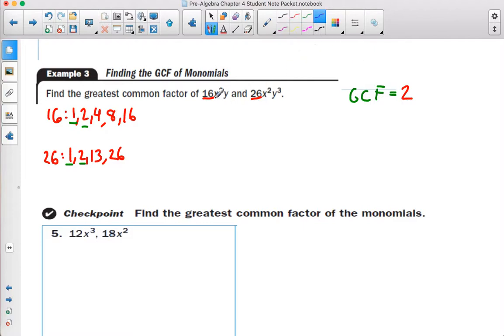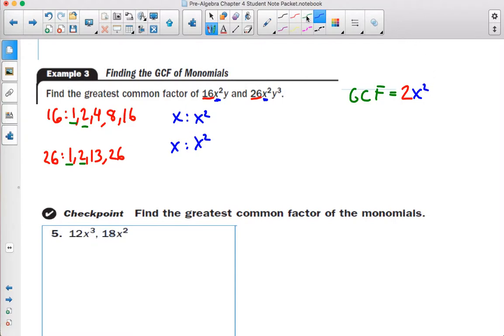Now let's do the x's. There's x squared here, x squared here. So I'm going to list off the common factors for the x's. This one has x squared, this one has x squared, and hey, that's what they have in common. They both have an x squared. So they have x squared in common.